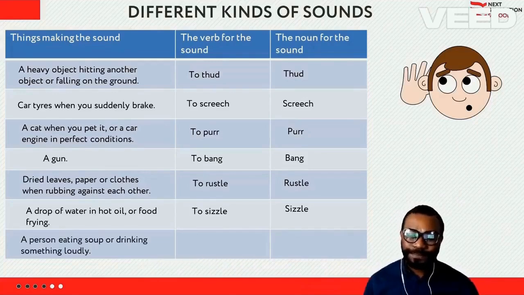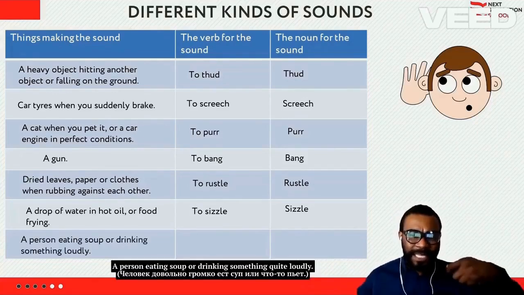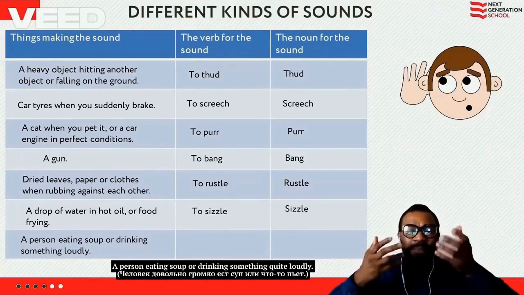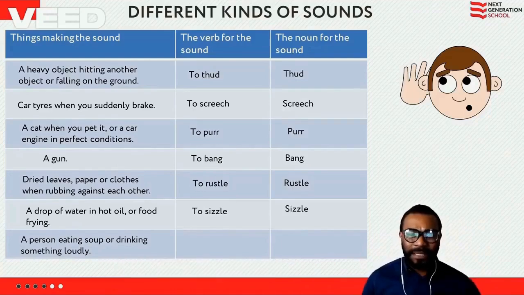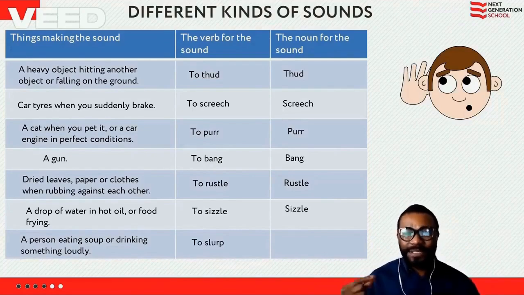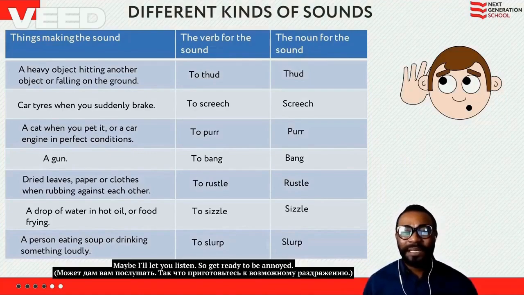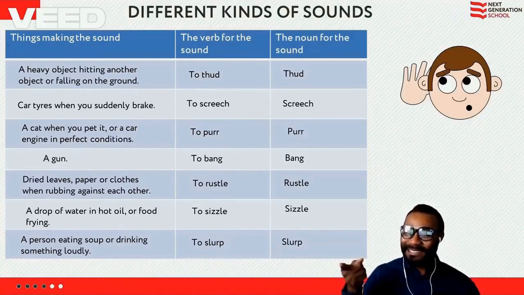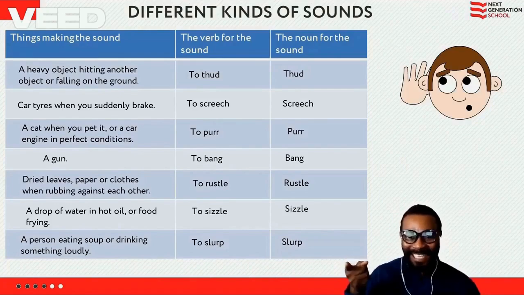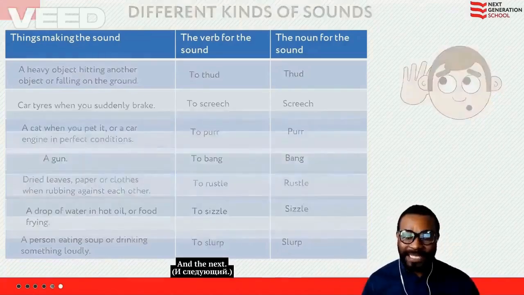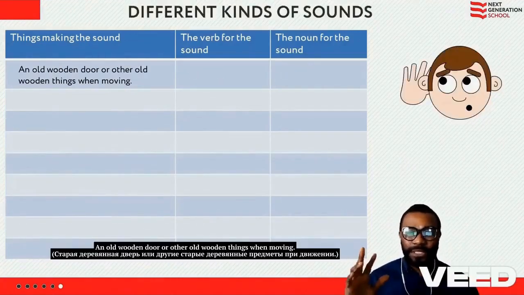The next one, a person eating soup or drinking something quite loudly. What's this sound? It's to slurp. And of course the noun is just slurp. It's a very annoying sound, I think. Maybe I will let you listen. So get ready to be annoyed.